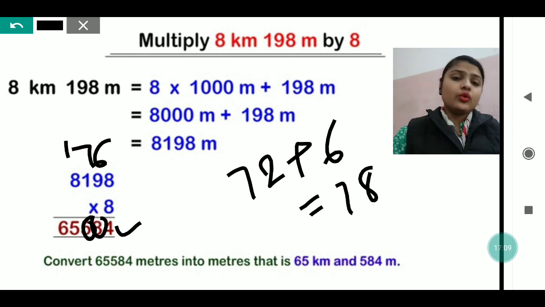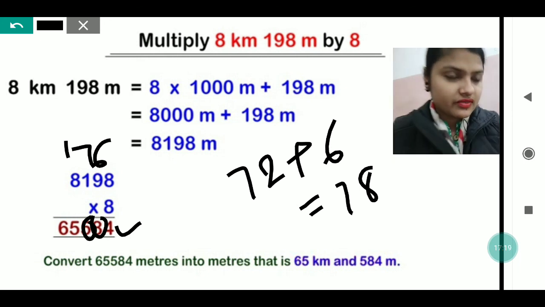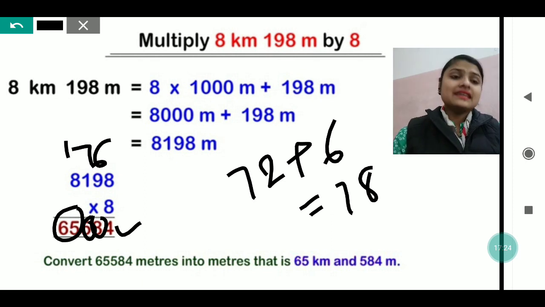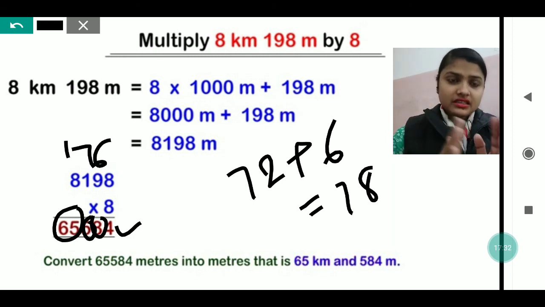After that, 8 into 1, so 8 ones are 8. No, sorry, 8 into 8. 8 into 8 is 64, and plus 1 which we have written upside, then 65. So the answer which we have got is 65,584. Now in kilometers and meters, 65 will be in kilometers and 584 will be in meters.